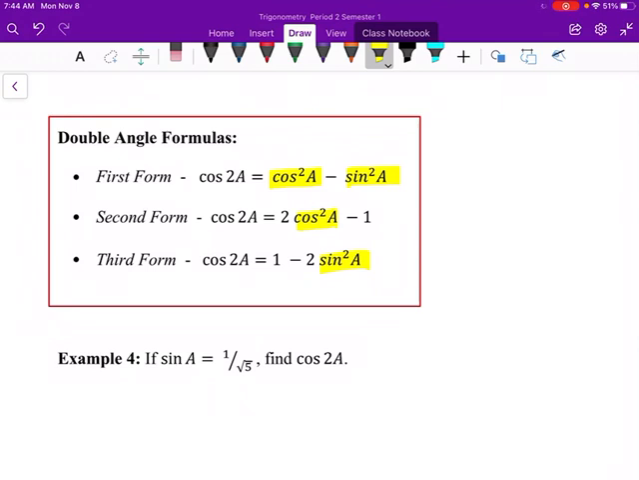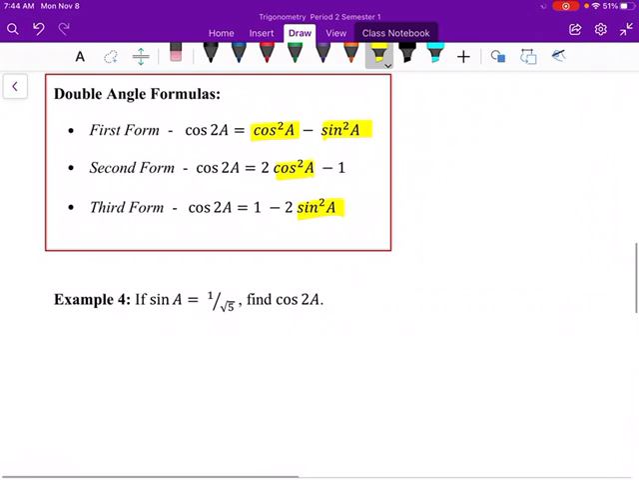If we look at example 4, we are given that the sine of a equals 1 over the square root of 5, and we are going to find the cosine of 2a. We were just given sine of a, so for this one I am going to use the third formula because that one has only sine in it. I'm going to plug in the information I know so we can find the cosine of 2a.